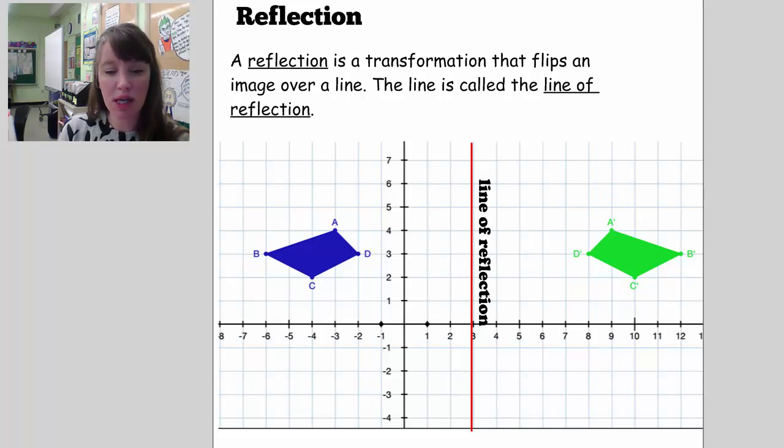So in this case here, we can tell what the original image was based on the prime notation of the reflected image. So this is what we call the pre-image. We learned that in the last lesson, and this is the image. This green image has been reflected over this red line, which is called the line of reflection. It's been flipped across this red line in order to get the green image.